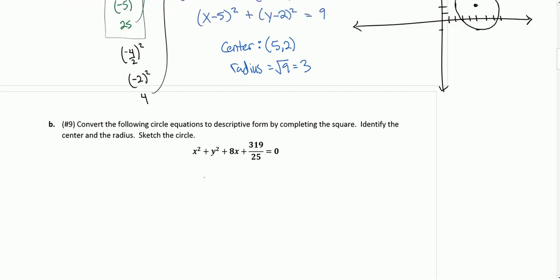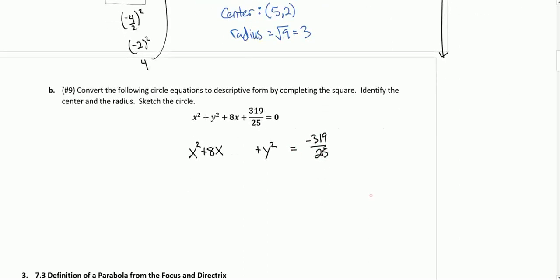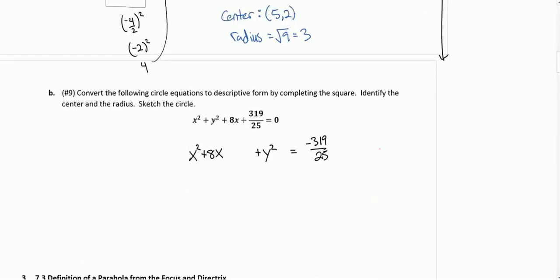So first, start the same way, group the x values. So we've got the x squared and the 8x. Leave a little room to complete the square. We've got our y value, which is y squared. And then all constants move to the right-hand side. So negative 319 over 25. And then begin completing the square.